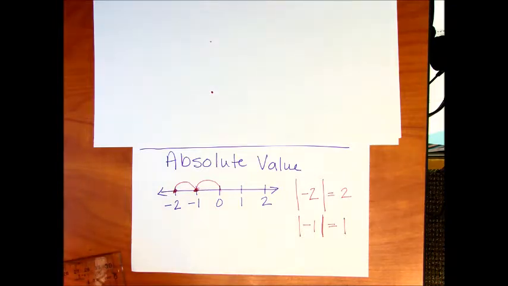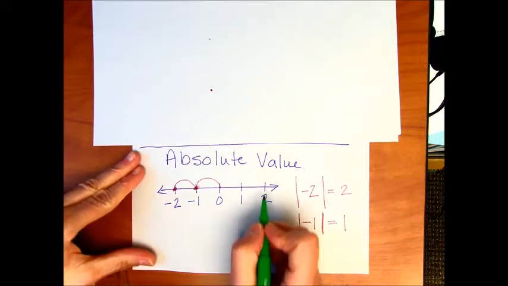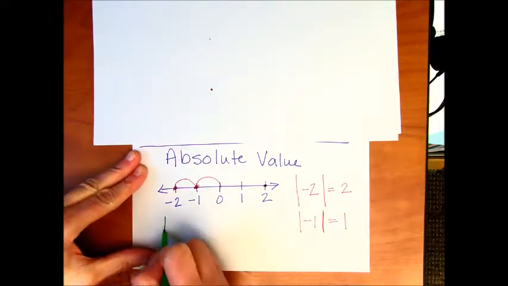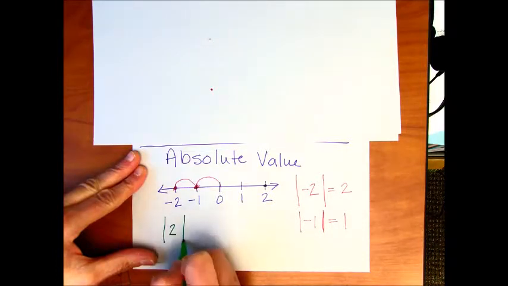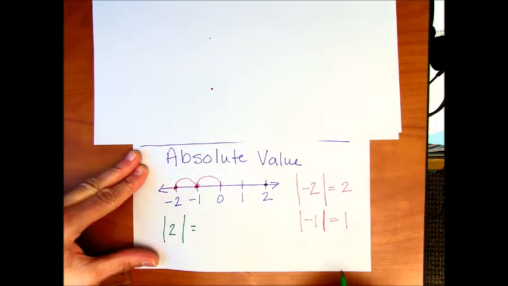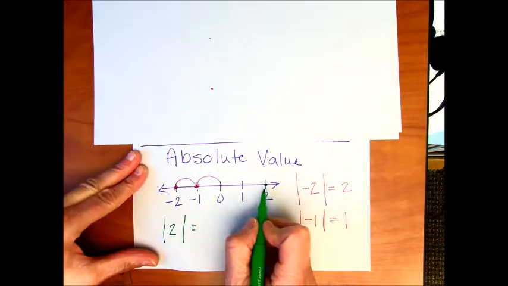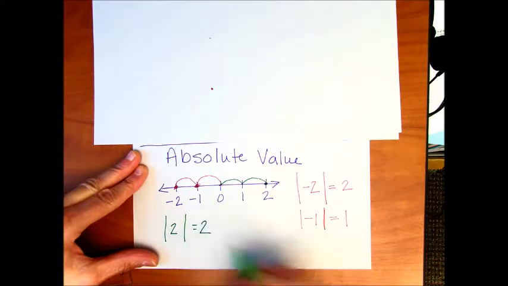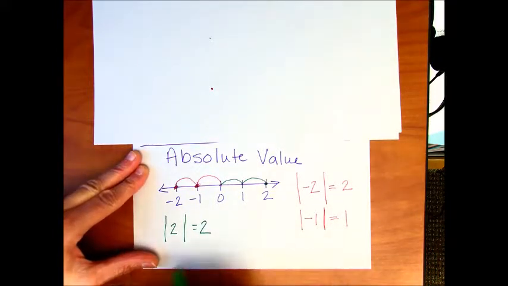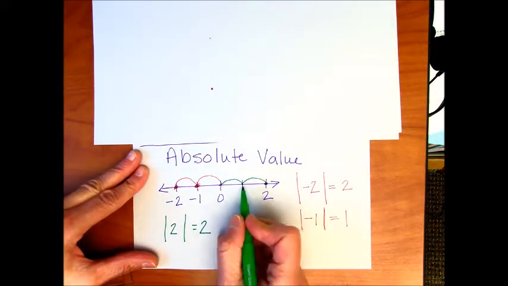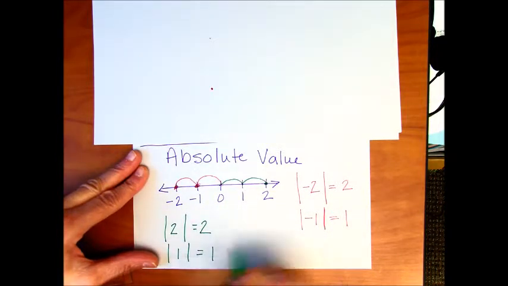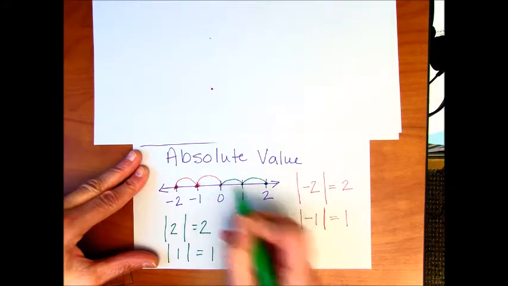Now let's look at some other types of absolute value problems. Say we want to find the absolute value of 2. Okay, so again I would write it like this. And again I'm asking, what is the distance from 2 to 0? 1, 2. +2. We could do the same thing for 1. The absolute value of +1 is going to be 1, because 1 to 0 is just 1.